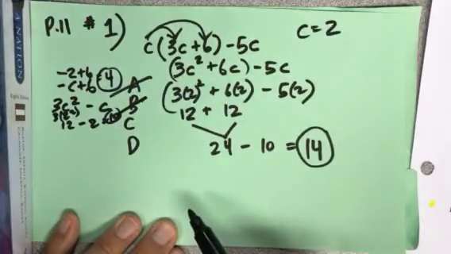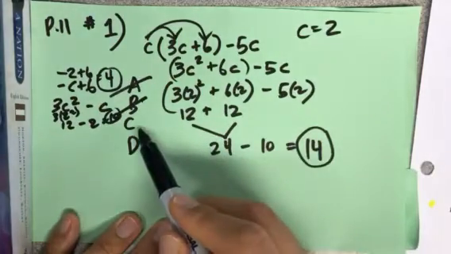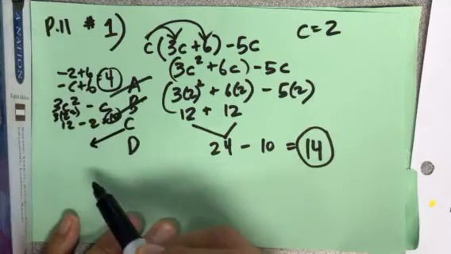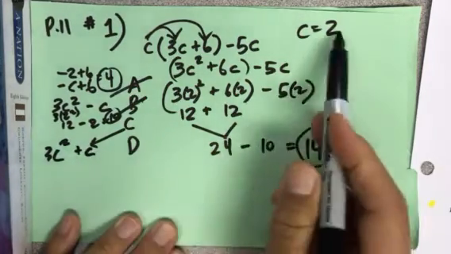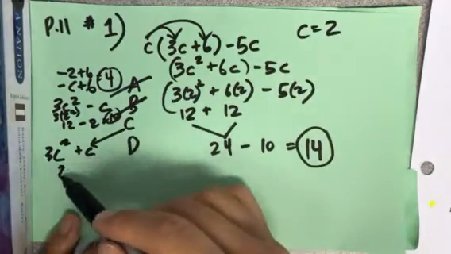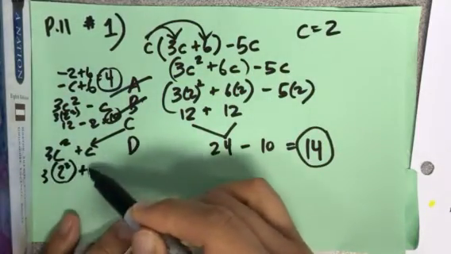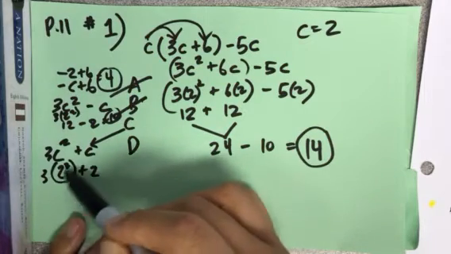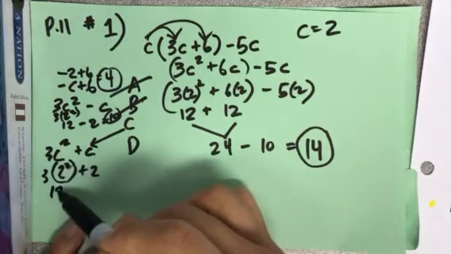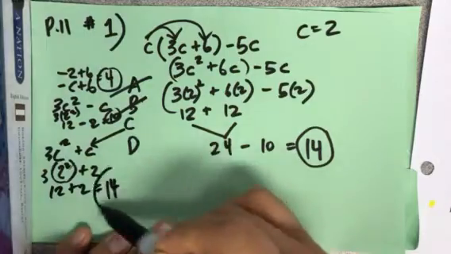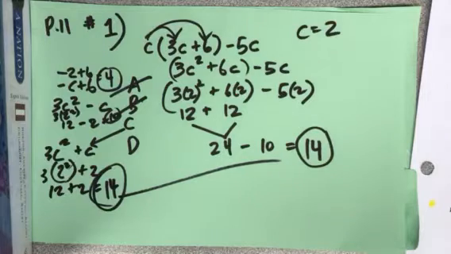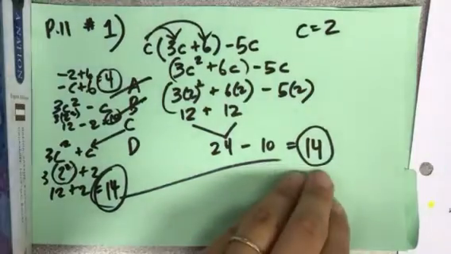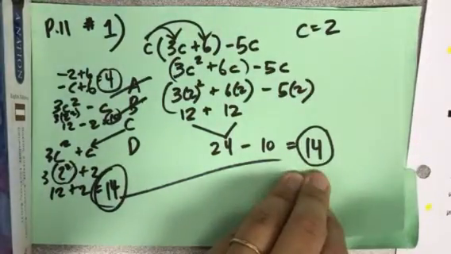Cross out B. Okay, and then if you go to answer C, sorry, this is answer C here. It's 3C squared plus C. That's going to be, plug in your 2. 2 squared times 3 plus 2. 2 squared is 4 times 3 is 12 plus 2. And look, match made in heaven. Okay, so if you didn't understand that, please rewind, or else I'm moving on.